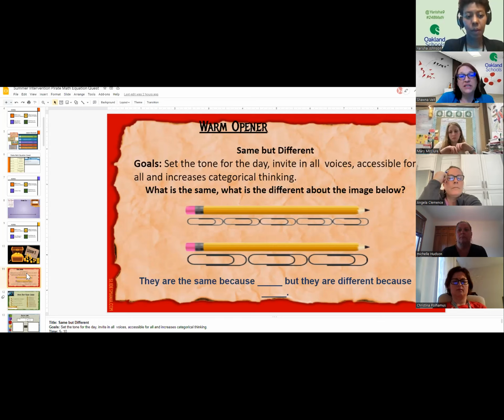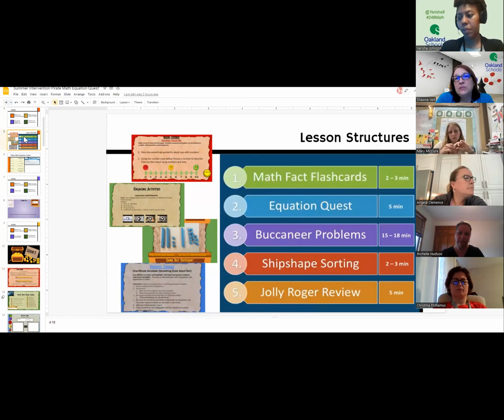We also built in activities like same but different, getting kids to notice what goes together and what is different. This was an activity created by a speech and language pathologist because her own son struggled with vocabulary. So this is a really nice routine, and these are, again, built right into the slide deck. You do not have to go out and search and find the pieces. Going back just briefly, all of these parts, all 5 parts are built into the lessons from Pirate Math Equation Quest.